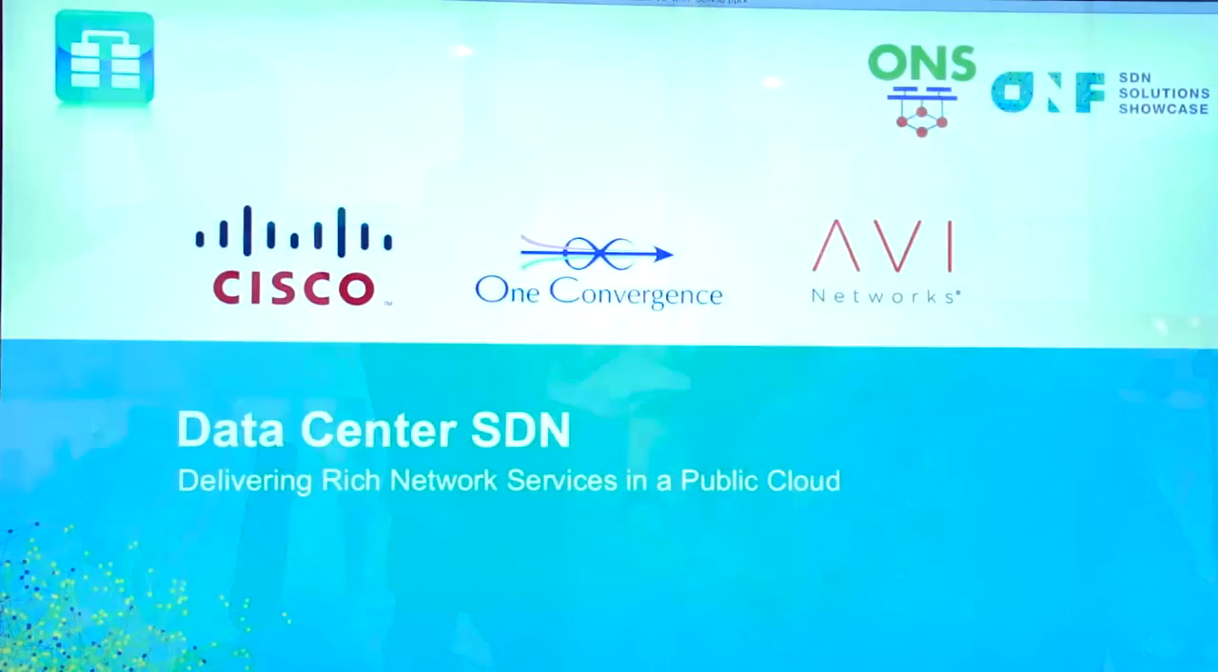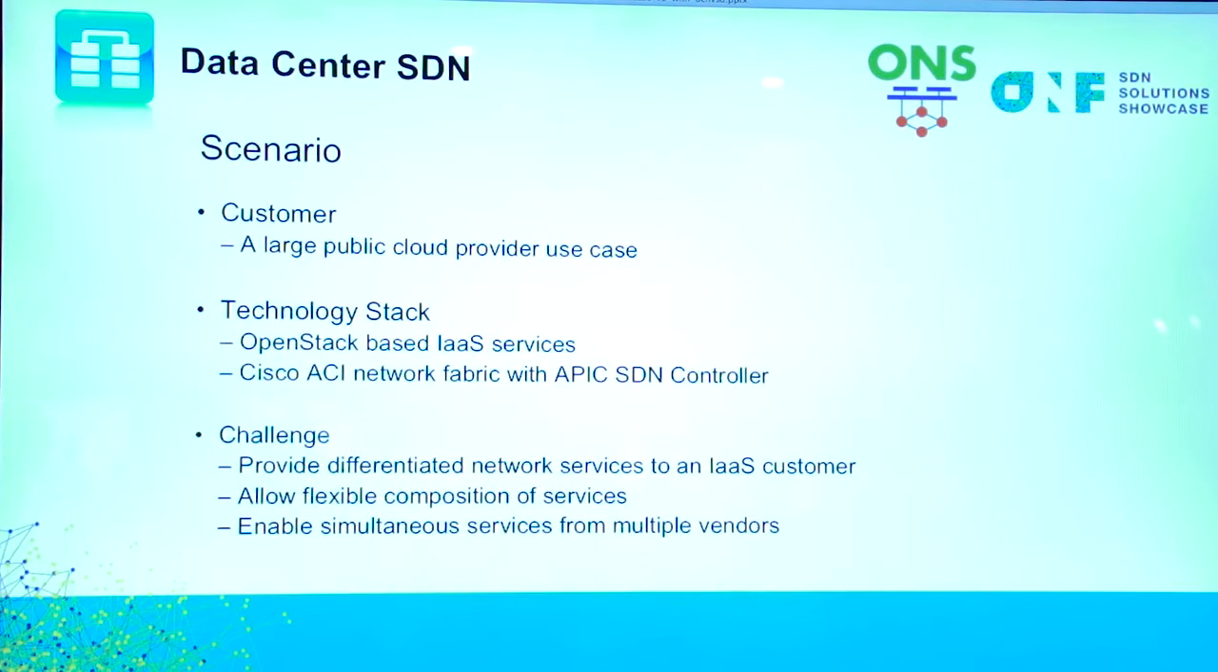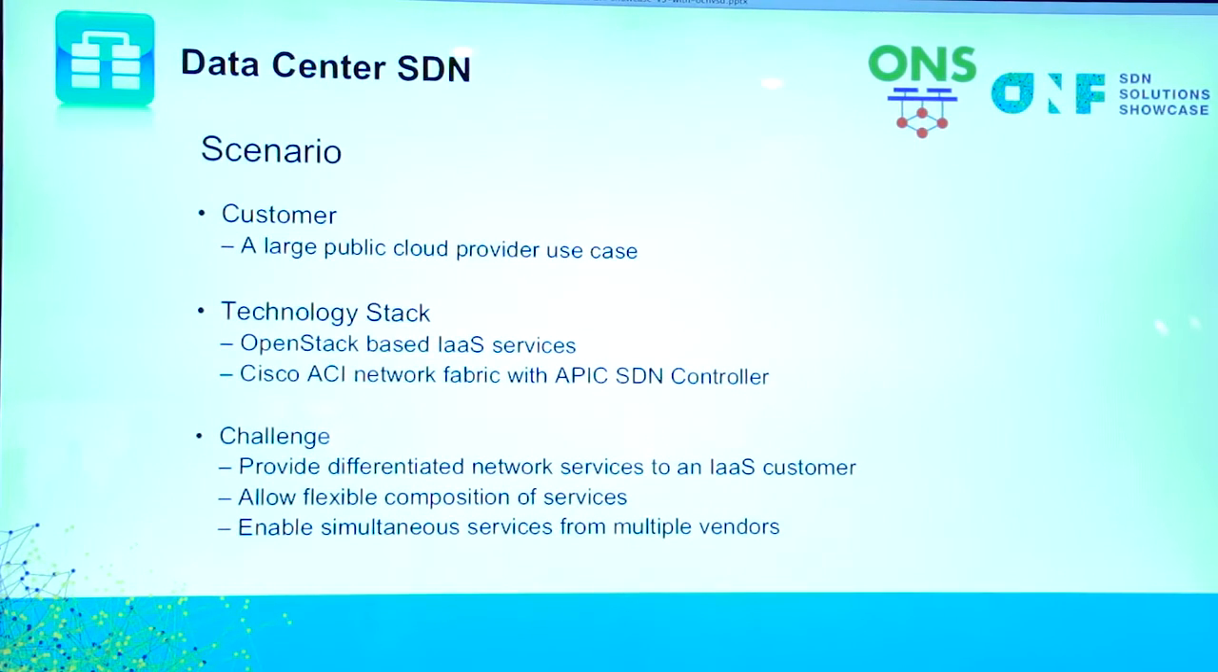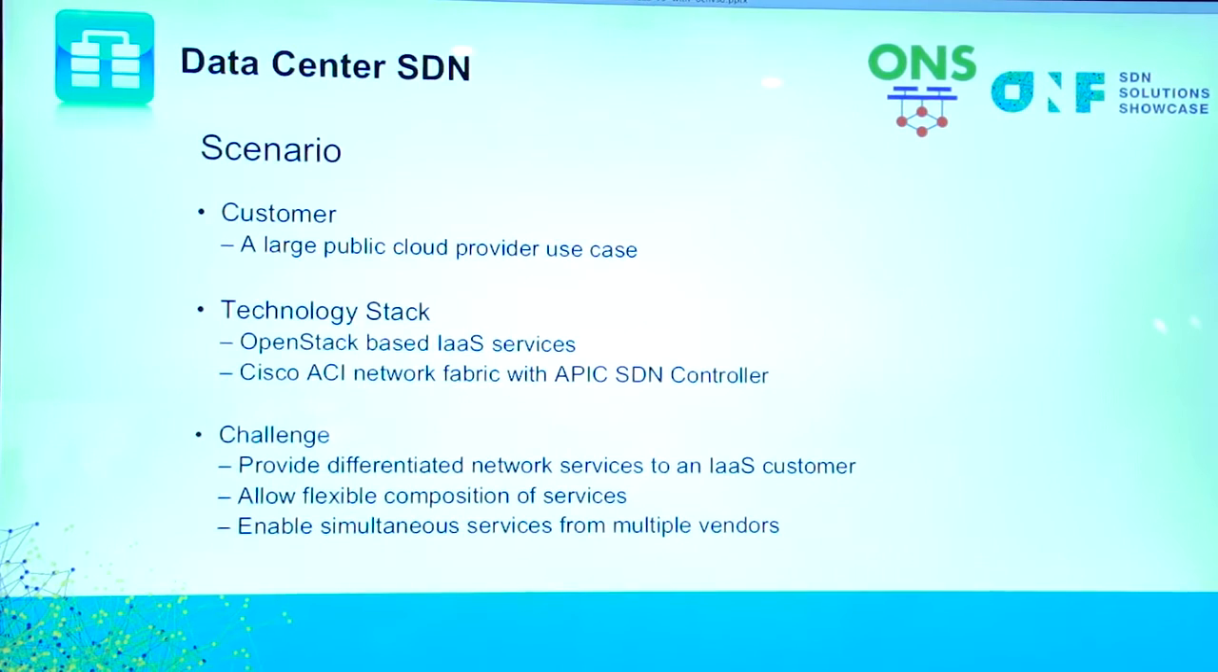And today we'll be demonstrating an example of data center SDN using technology from Cisco and Convergence. The scenario we looked at is a large data center public cloud, essentially an OpenStack environment that was designed to run data center workloads on, essentially as infrastructure as a service, but also in a way that enables a really rich data center fabric with strong demands for network services.